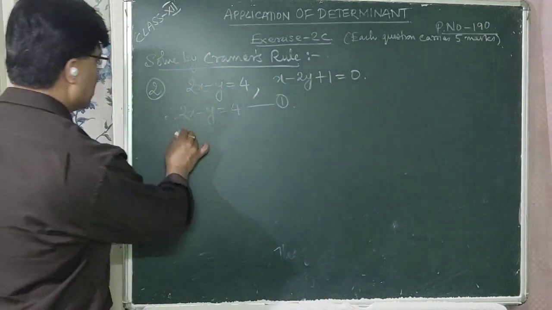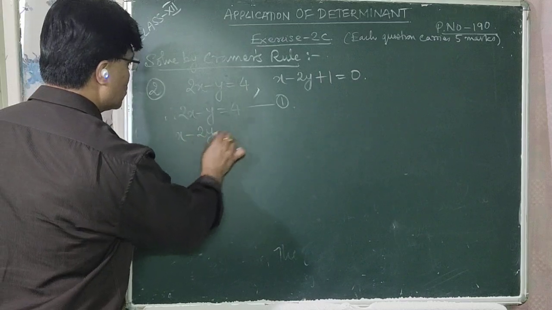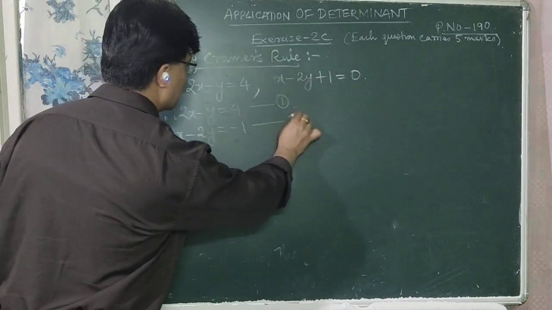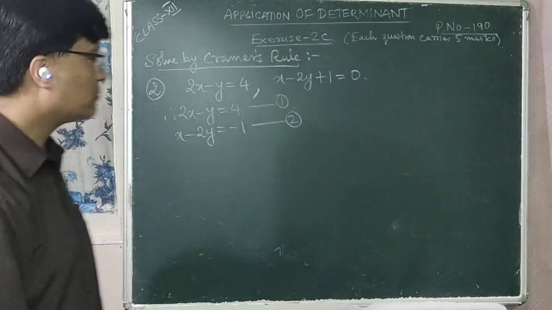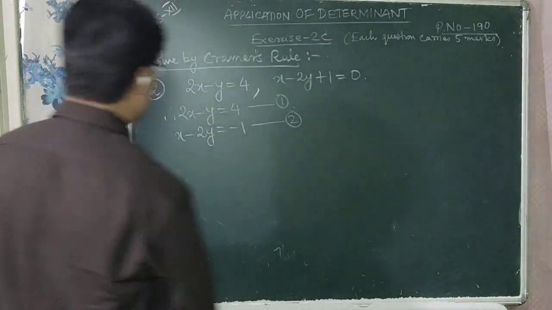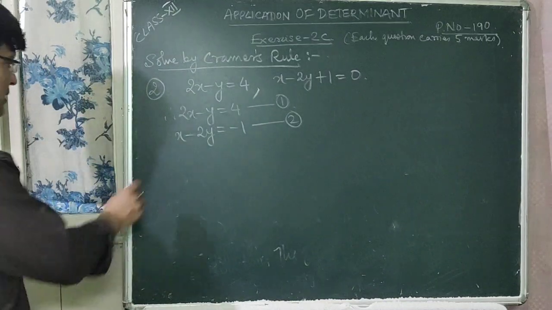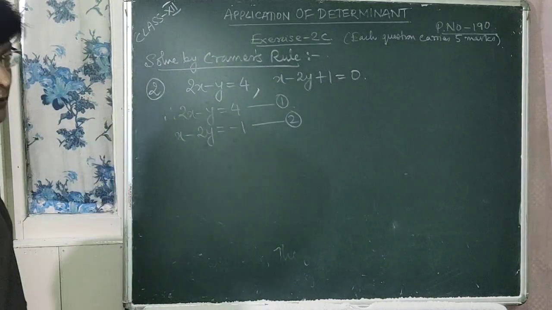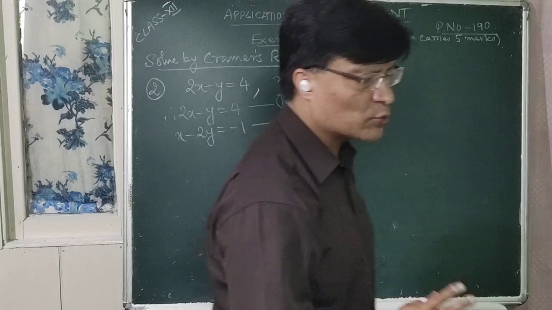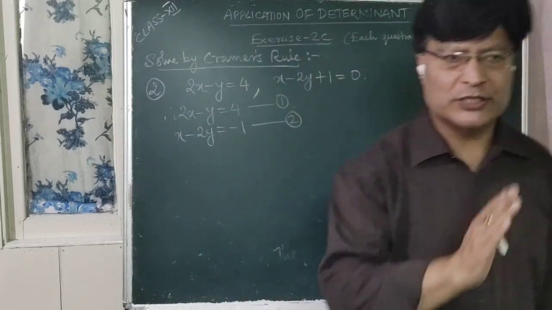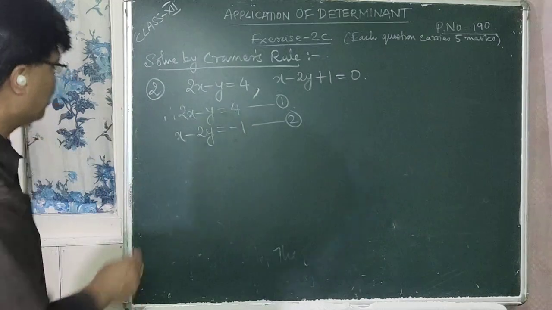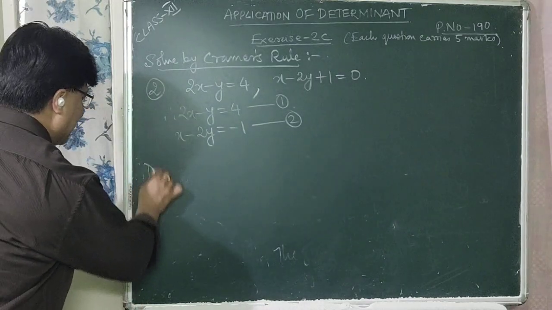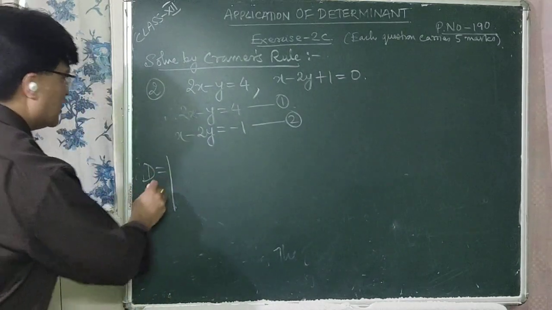So what do we get? x minus 2y is equal to minus 1. This is equation number 2. Now let us find out the value of d, that is the determinant. This is the second order determinant. If there are two equations with two unknown quantities, the determinant will be of second order type. So therefore d is equal to, what is the determinant here?